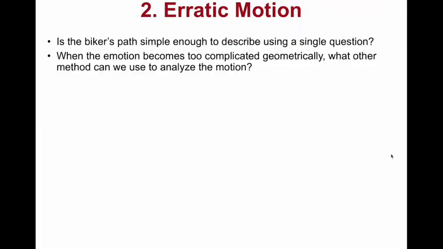So after watching this video, we can ask some questions. Is the biker's path simple enough to describe using just one single equation? When the motion becomes too complicated geometrically, what other method can we use to analyze the motion? The biker is going almost in a straight line, but it's going up and down, accelerating and decelerating a lot.